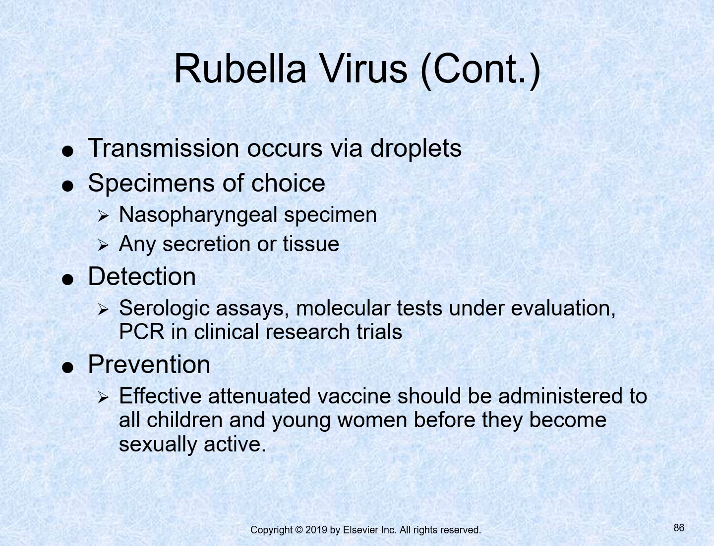Rubella virus is transmitted via droplets. Nasopharyngeal specimens or any secretion or tissue can be used for laboratory testing. Currently, serologic assays are used to detect rubella virus. Molecular tests are under evaluation, with PCR being used in clinical research trials. An effective attenuated vaccine is available and should be administered to all children and to young women before they become sexually active.